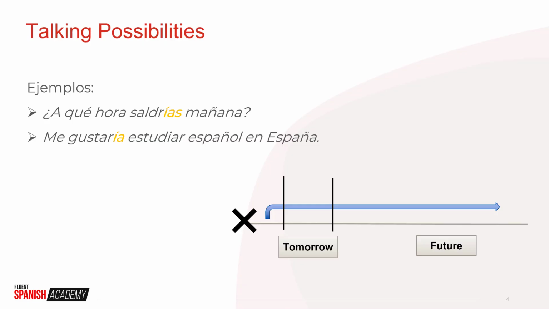Now here's another example. Me gustaría estudiar español en España. I'd like to study Spanish in Spain. Now in this situation, we're referring to a possibility at some point in the future. It could happen, but it's not certain that it will. In both cases here, we're talking about possibilities. It doesn't matter if it's tomorrow, the next day, or in a year's time.